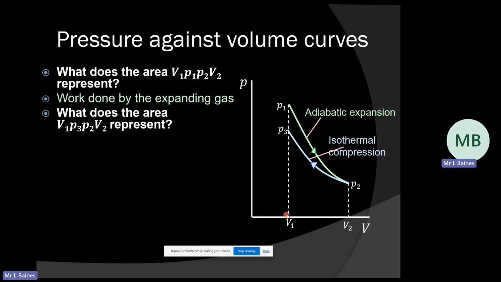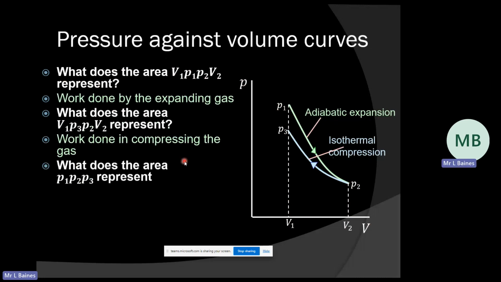We then conversely look at the next line, so V1 to P3 to P2 to V2 and back. That area, because we are compressing it, is going to be work done in compressing that gas. All right, so there's a difference in that amount of work. We have more work coming out, done by the adiabatic expansion, than we do to compress that gas back to its original state.